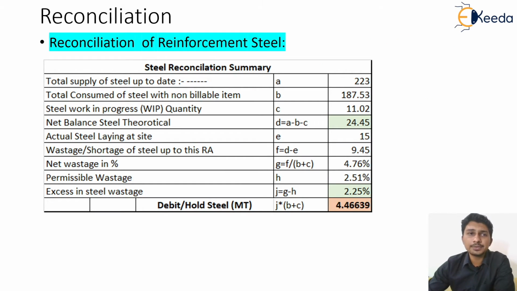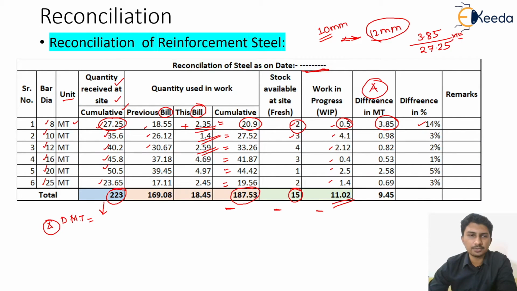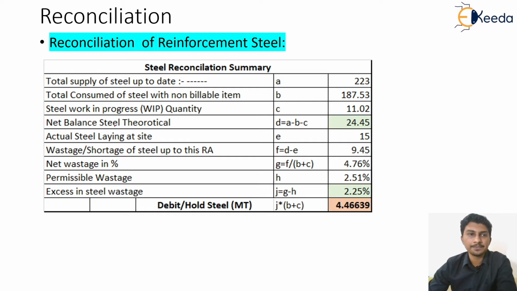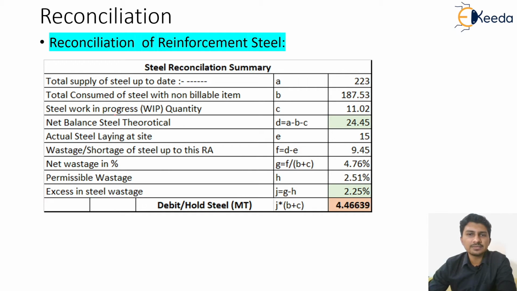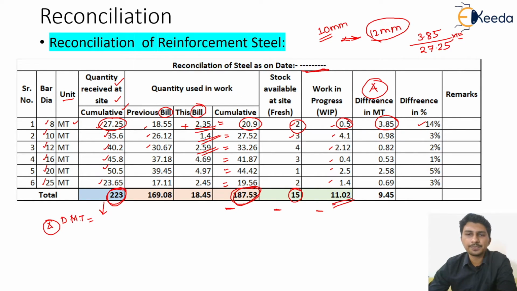So let us learn how to do the reconciliation now. First of all, reconciliation, up to date, whatever the quantity that we have received on site, that's 223. This is the value taken, 223 is value received on site. Then total consumed, which includes the non-billable items. Non-billables are those chairs and spacers and everything. Those are the non-billable items. Including them, whatever the quantity that we have got is 187.53, is what we have consumed. Okay, then the steel which is work in progress, that's 11.02, that's the total work in progress steel.